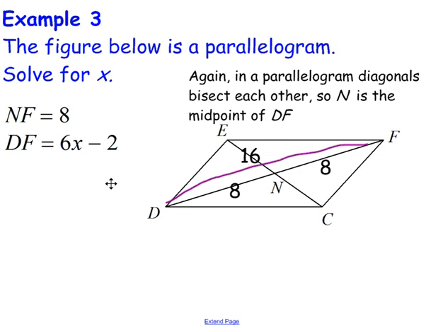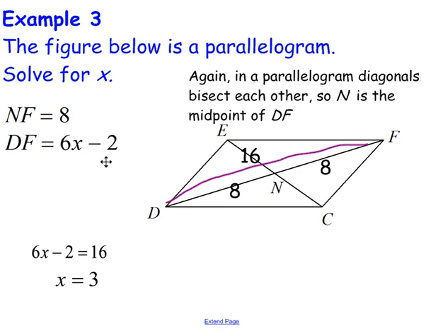They want us to solve for x. I know the whole thing is 16. So if I want to solve for x, the whole thing is also expressed as 6x minus 2. So I could say 6x minus 2 equals 16. And I would get x equals 3. So there is another way to approach the problem.